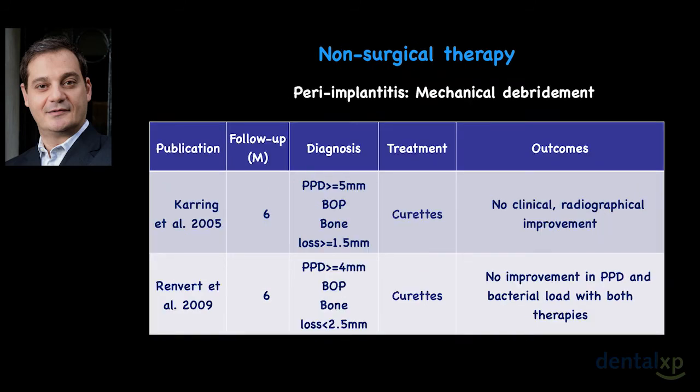So how about peri-implantitis? Here again, same thing, treatment by curettes. Look at the outcome: pocket depth greater than or equal to 5 millimeters with bone loss of greater than or equal to 1.5 millimeters. The outcomes are no clinical nor radiographical improvement. And Renvert is the same thing: no improvement in pocket depths and bacterial load with both therapies. So again, in peri-implantitis, we are looking at something totally different. You can't only do the mechanical debridement.